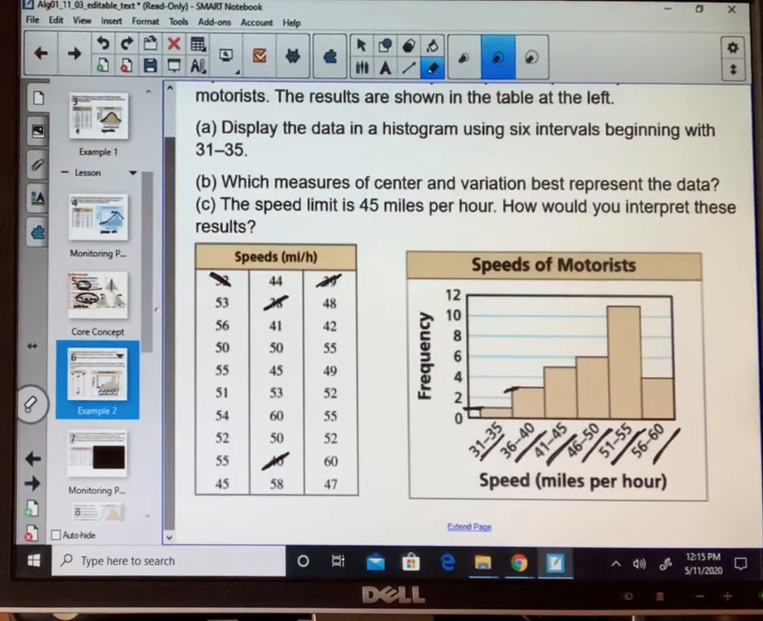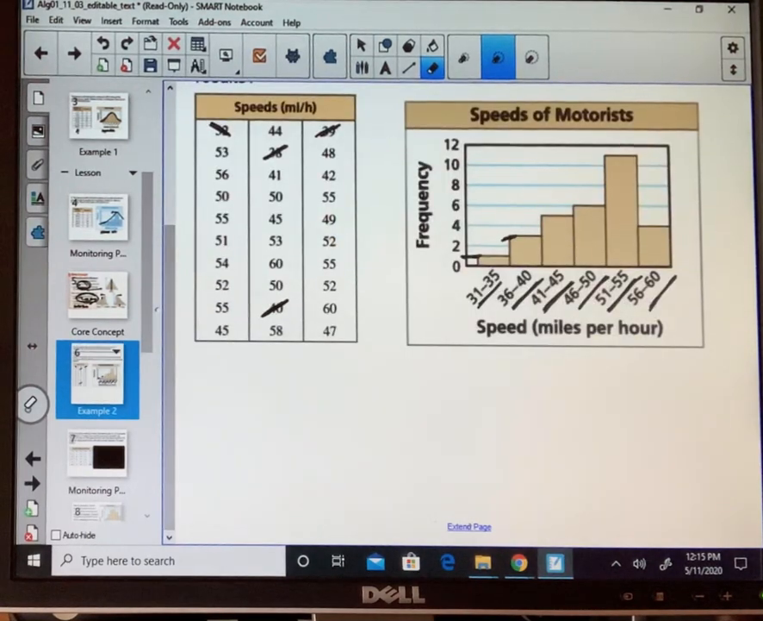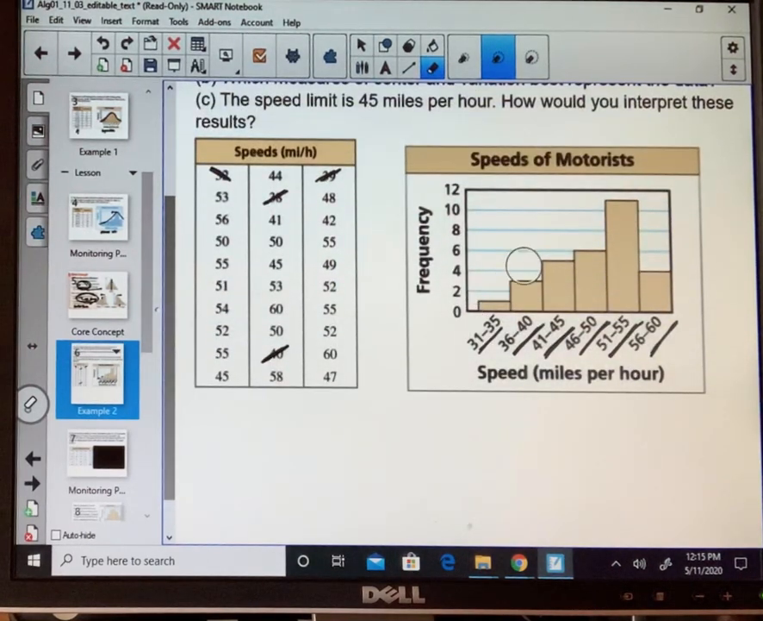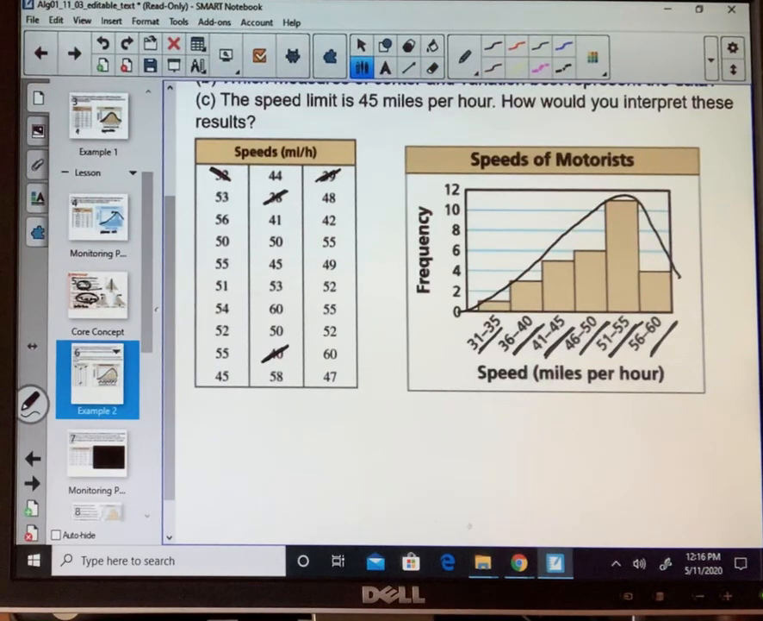The second one, it says, which measure of center and variation represent the data? So what I would do is I'd say, okay, well, what does my shape look like? Okay, well, I definitely need to push this over to the left because it's not centered. So I'm going to say I have to use the median here. It's not centered. The mean is not a good representation. So I'd say the median and the 5-number summary. Right?